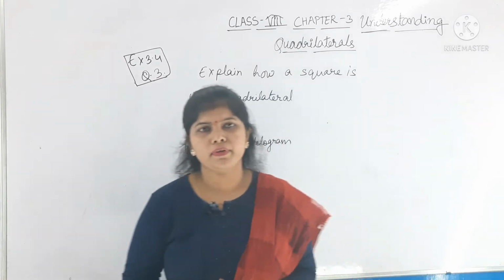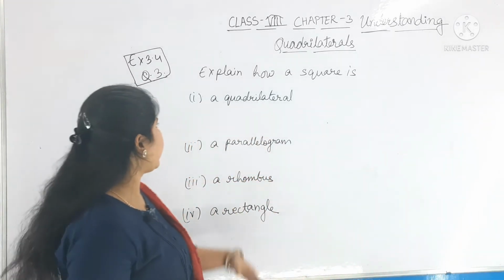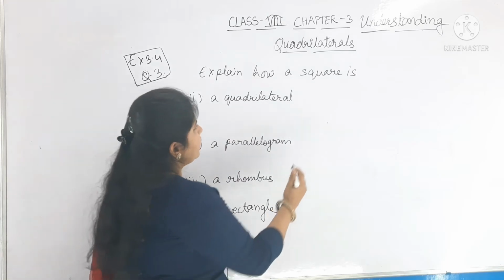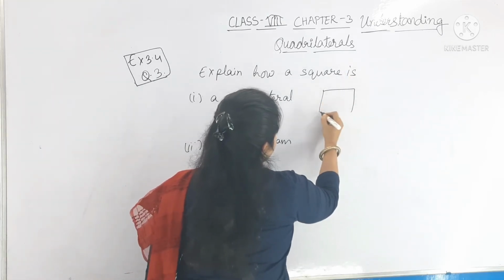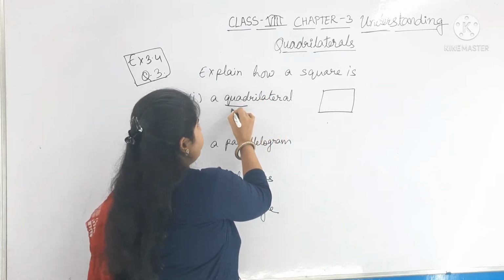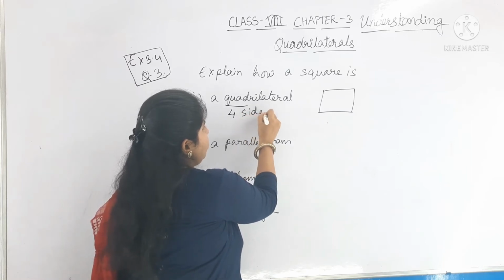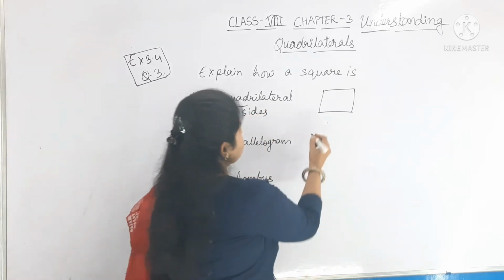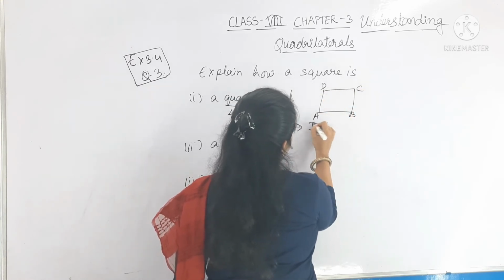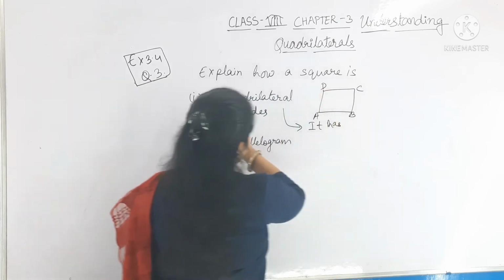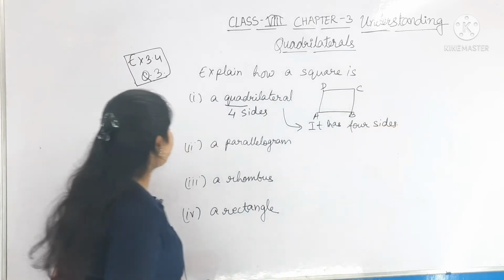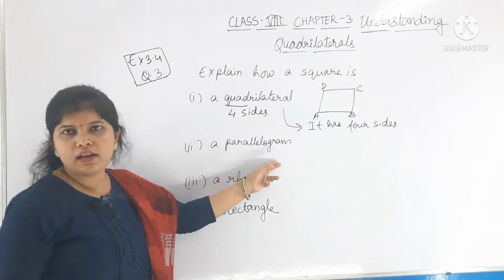Now let's move to question number 3. What is question number 3? We have to explain how a square is. First, how the square is a quadrilateral. You can write that this is a quadrilateral only. We know that quad means 4. Which has 4 sides is a quadrilateral. So this is a quadrilateral, it has 4 sides. So a square is a quadrilateral. It has 4 sides. Now come to the second part. How a square is a parallelogram.